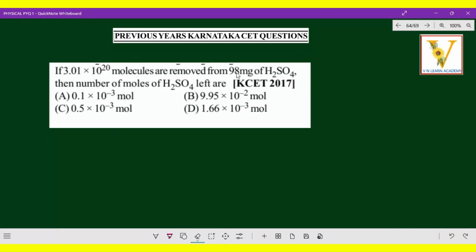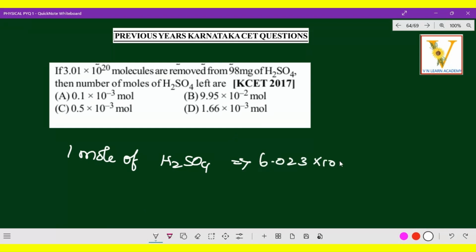Removed from 98 milligram of H2SO4. Then the number of moles of H2SO4 left are. Okay, see, they are removing from that 98 milligram of H2SO4. Actually, how much have they removed? 3.01 into 10 to the power of 20 molecules have been removed. So 1 mole of H2SO4 has 6.023 into 10 to the power of 23 molecules. Right. Okay. Now here 3.01 into 10 to the power of 20 molecules are removed from 98 milligram of H2SO4.